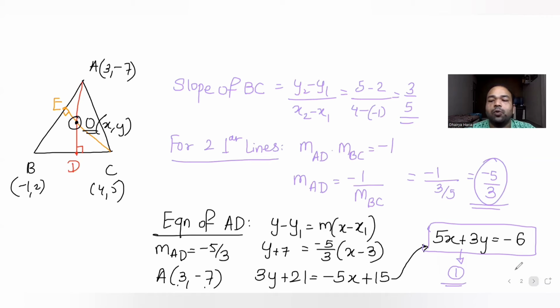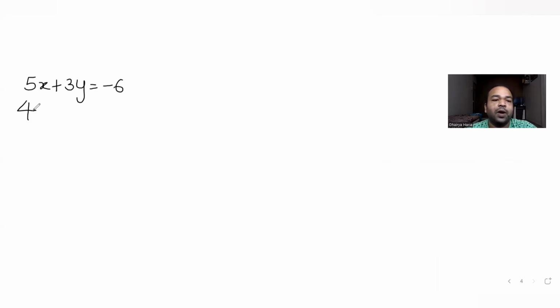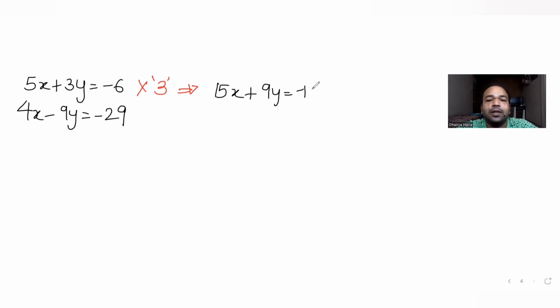So let's solve these two equations simultaneously. The first equation we have here is 5x plus 3y equal to minus 6. The other altitude's equation we had was 4x minus 9y equal to minus 2. To solve these two simultaneously, I need to make the coefficient of one variable the same. So to make the coefficient of y the same, I'll multiply throughout this equation by 3. My equation changes to 15x plus 9y equal to minus 18, and the other equation stays 4x minus 9y equal to minus 2.